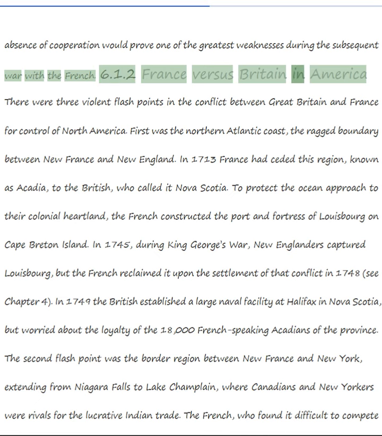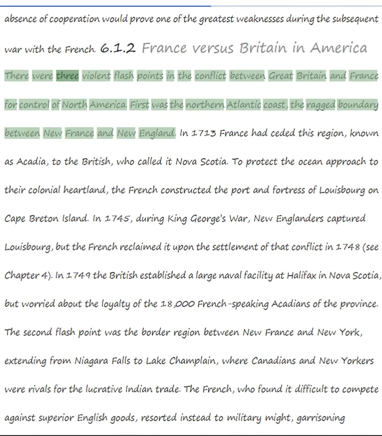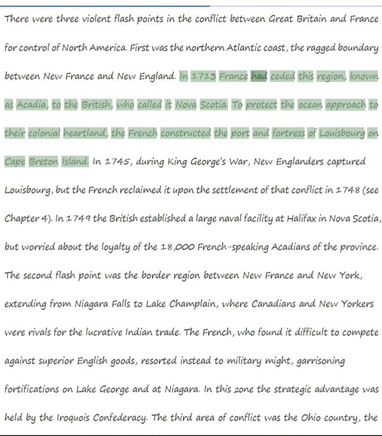6.1.2 France versus Britain in America. There were 3 violent flashpoints in the conflict between Great Britain and France for control of North America. First was the northern Atlantic coast, the ragged boundary between New France and New England. In 1713, France had ceded this region, known as Acadia, to the British, who called it Nova Scotia.